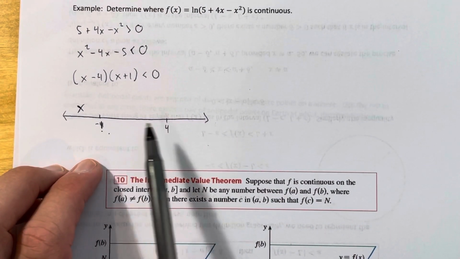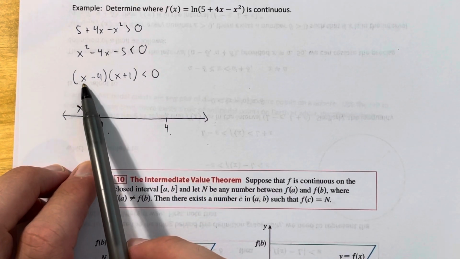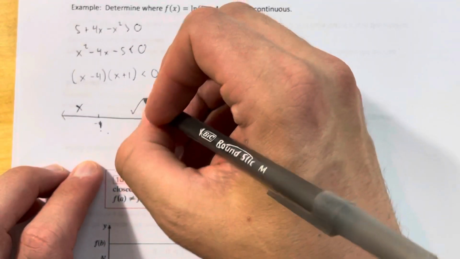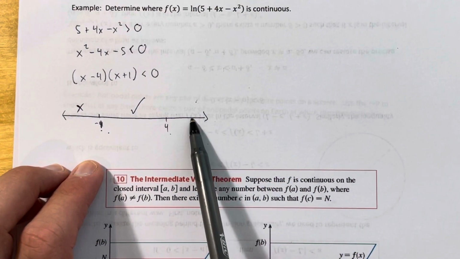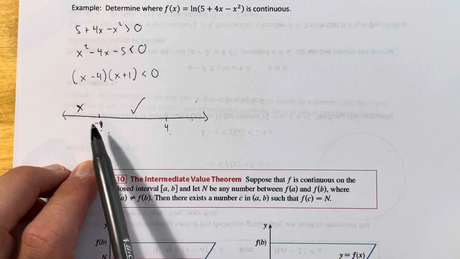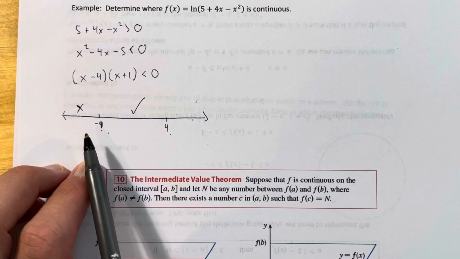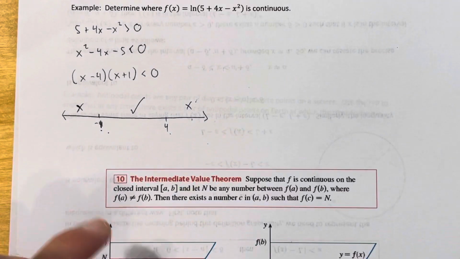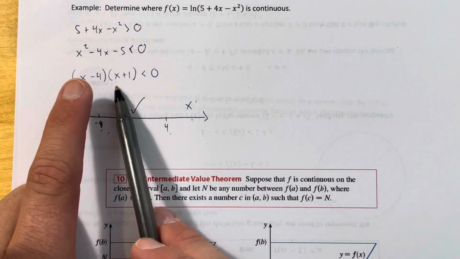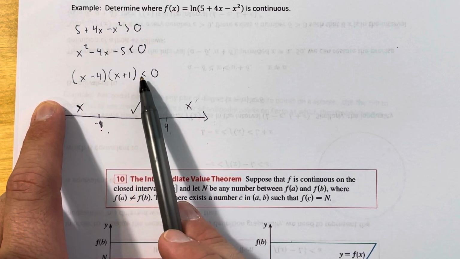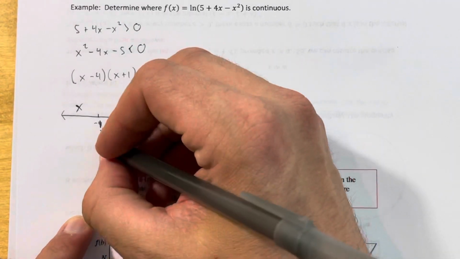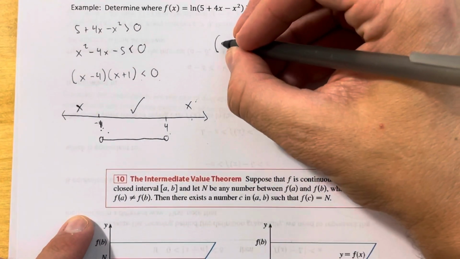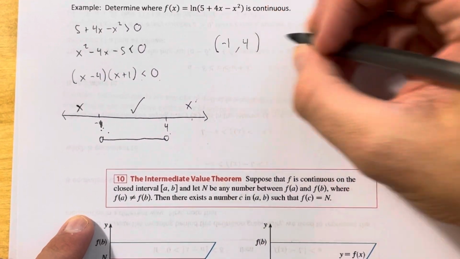What about here? Between -1 and 4 is the number 0. If I plug zeros in for my x's, I get -4 times +1. Negative times positive is negative, which is what we want. What about something over here? I'll plug in 1,000,000. 1,000,000 minus 4 is definitely positive. 1,000,000 plus 1 is also definitely positive. Positive times positive is positive, and we don't want positive, we want negative. At -1 and at 4, both of those would give me 0 on this side, and 0 is not less than itself, so I can't use these endpoints. We're looking at this interval right here, which is the open interval from -1 to 4.